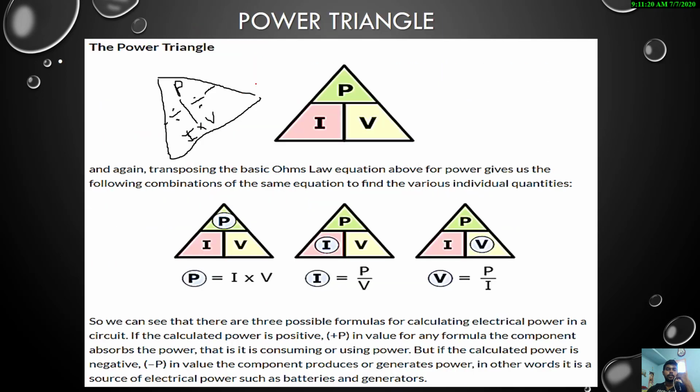Next is the power triangle. The power triangle gives us the different relations for power, current, and voltage. If we want to find the power P, we easily get I into V. If the unknown is current, we find P divided by V. And if the unknown is voltage, then the equation will be P divided by I.